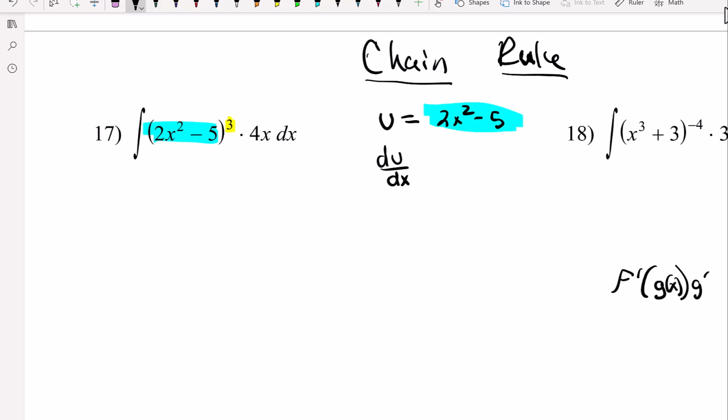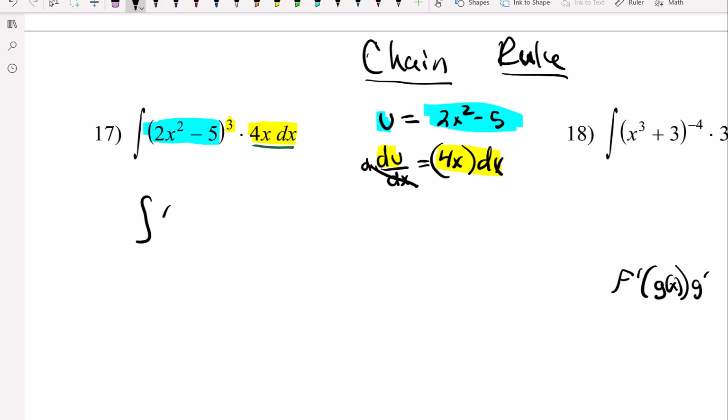du/dx. So the derivative of 2x squared is 4x, the derivative of 5 is 0, and then we're going to multiply both sides by the dx. And then notice, this thing right here matches that thing. So now, instead of putting 4x dx, we can substitute with du, and instead of putting 2x squared subtract 5, we can substitute with u.